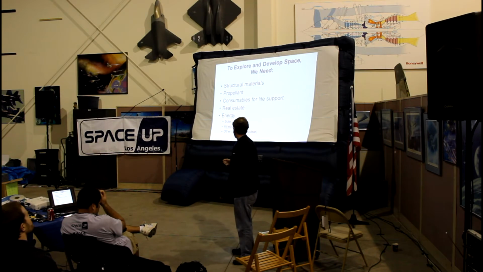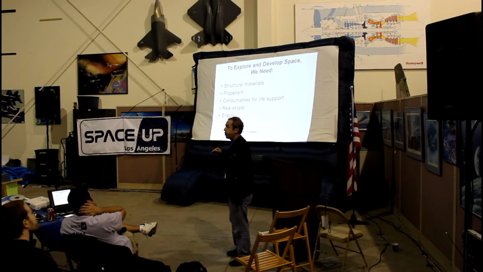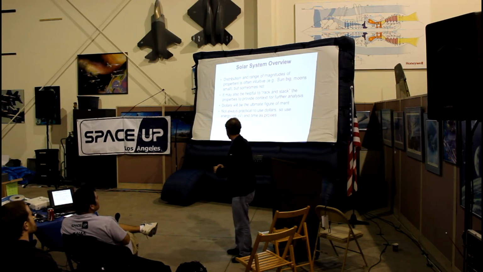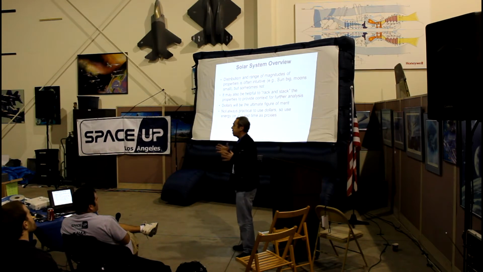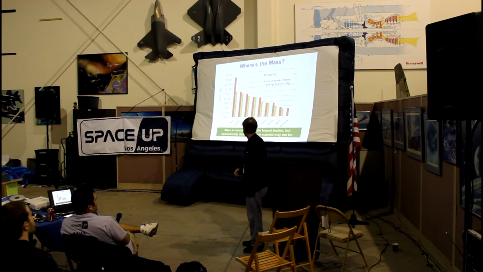We need resources for structural materials, propellant, consumables, living space, and I'm going to talk about energy, but mostly from the point of view of the kinetic energy of the planet's motion in its orbit, rather than solar power, as I usually talk about. The reason to do this is the distribution of properties is rather wide and a little bit counterintuitive at times. So I want to rack and stack it in a novel way and see what shakes out of it in terms of dollars.